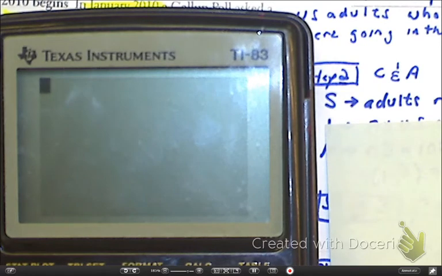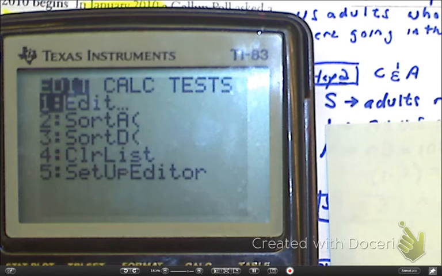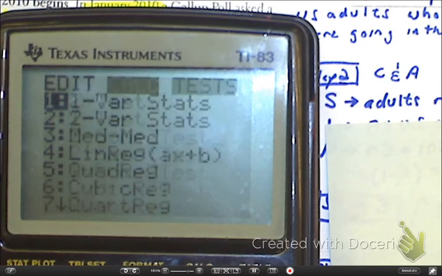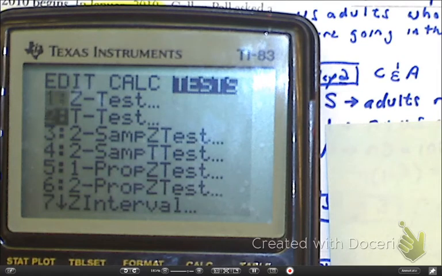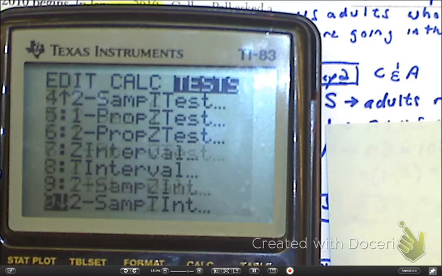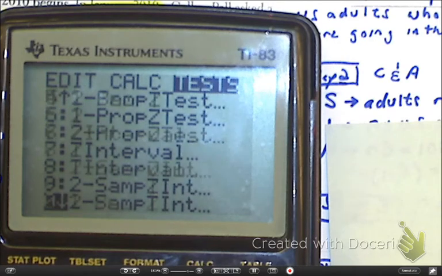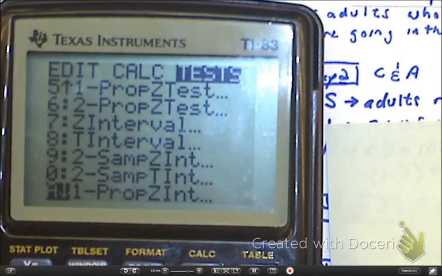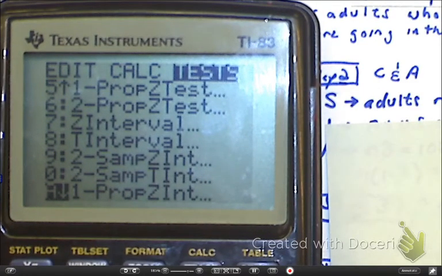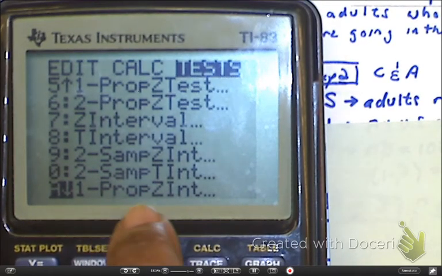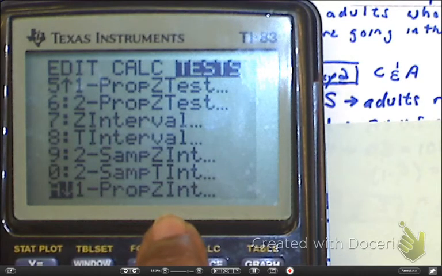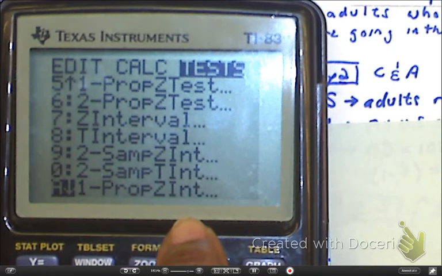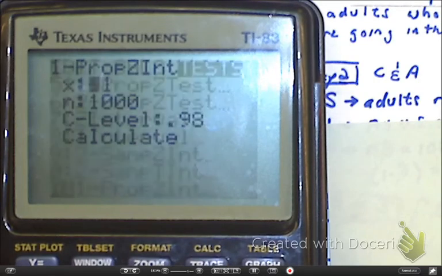Okay, I went stat, go over to test, and then go down. With my 83, it's a 1 proportion Z interval, not a 1 proportion t-test. You need to see the number 1. That's important because it's talking about one sample. We're going to be doing 1 and 2 samples later, but now we're doing 1. Proportion tells you it's the percentage. Z, because it's a Z-score, just for the Z-star ideology, and INT, interval. I'm going to press enter.